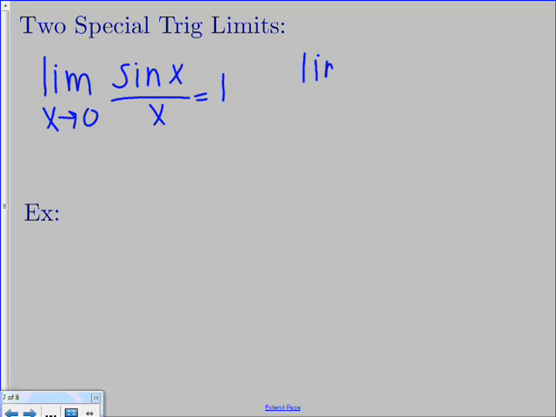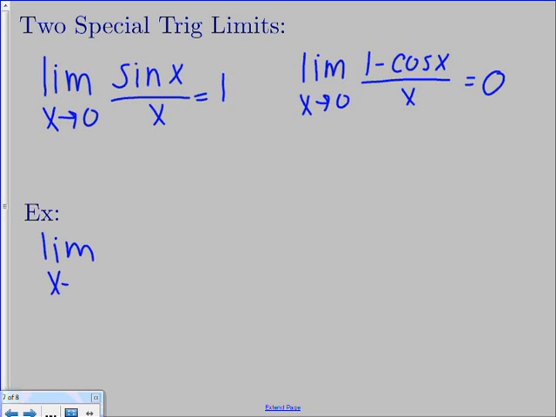And the second special trig limit is, again, the limit as x approaches 0, but this time it's 1 minus the cosine of x over x. And this is going to be equal to 0, which you could, again, show to yourself using a numerical or graphical approach. So these are really useful when you're solving example problems. The example problem we're going to look at is the limit as x approaches 0 of the sine of 3x over x.